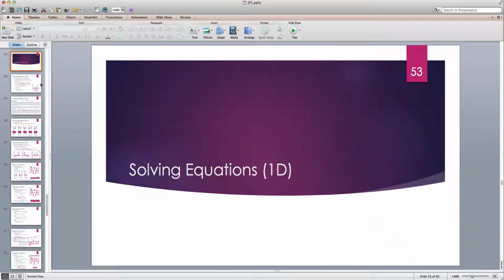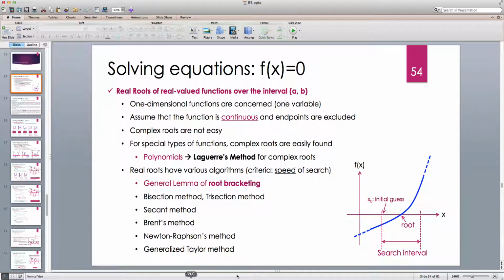In this tutorial I'm going to continue the discussion on solving equations and finding real roots of real functions. And so far we have discussed the general lemma of root bracketing, and the idea was that the sign of the function should change, if it's a continuous function, and the sign changes over the two ends of the interval. We are guaranteed that we at least have one root, and we call the interval basically a bracket for the root, which means that there is one root in this interval. That's the meaning of root bracketing.